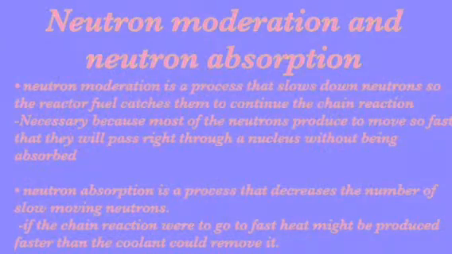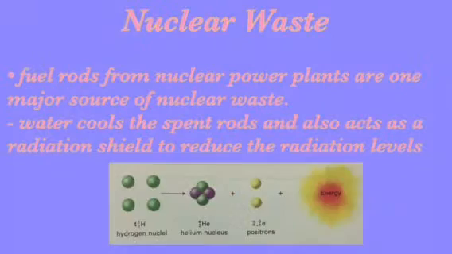So, for neutron moderation, this is very necessary because most of the neutrons produced move so fast that they will pass right through the nucleus without being absorbed. In neutron absorption, to prevent the chain reaction from going too fast, some of the slowed neutrons must be trapped before they hit fissionable atoms.